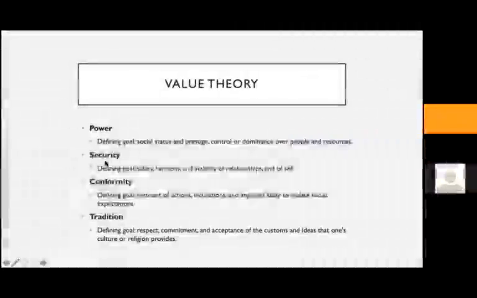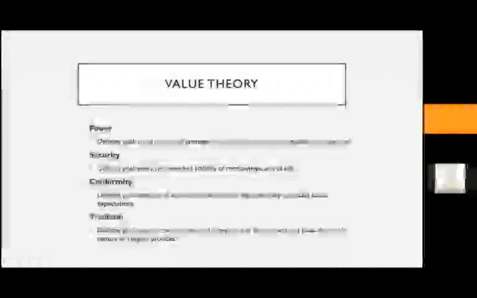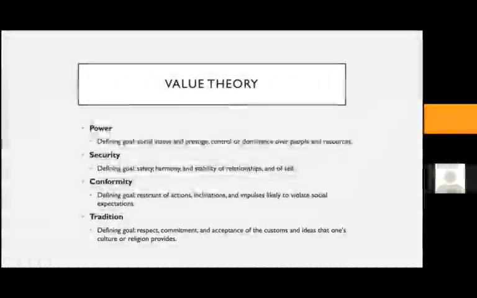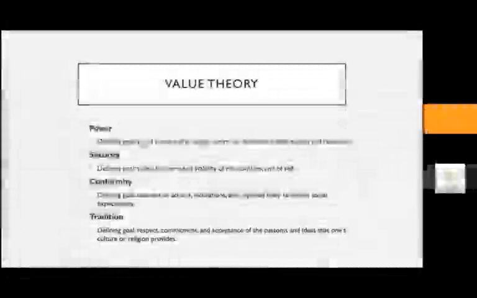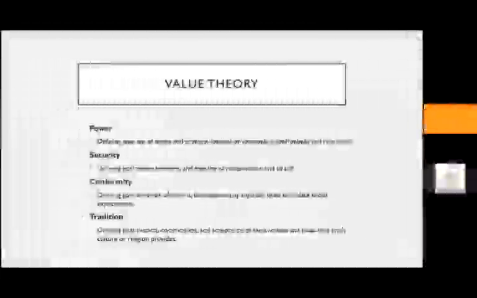The next value was security, which has to deal with our safety. It has to deal with stability in family, of ourselves, and even in relationship with others, which is harmony. The next value was conformity. Now, conformity is a value where we as individuals try to restrain our actions. We try to limit ourselves to not act according to our impulses, because we don't want to violate social expectations from our society, from our community where we come from.